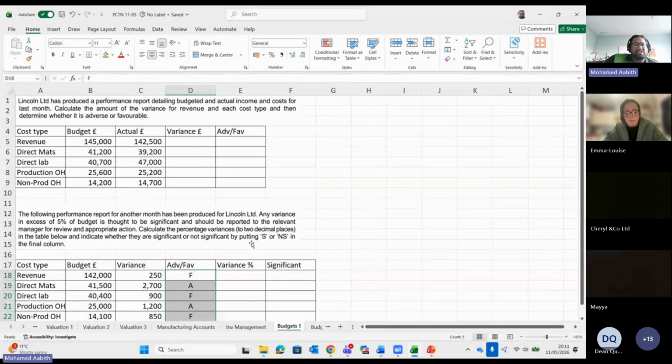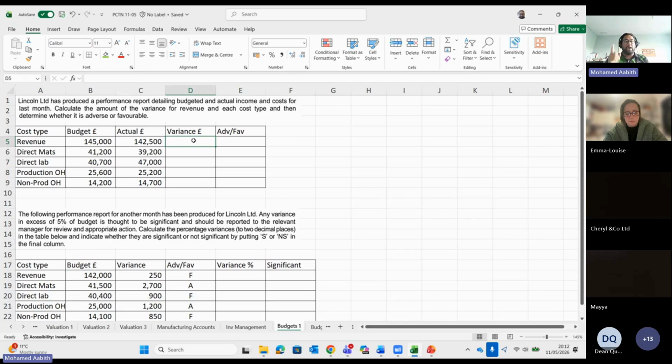Calculate the amount of variances for revenue and each cost type, then determine whether it is going to be adverse or favorable. So if I ever get this question, the first thing I ask myself, if that comes on a spreadsheet, how would you do it? Okay, so you have to be careful with that. So here, I would like to do the variance as a positive number, which means a favorable variance, and an adverse variance as a negative. So I have to do a formula to identify whether I'm going to get a negative number, which is an adverse variance.